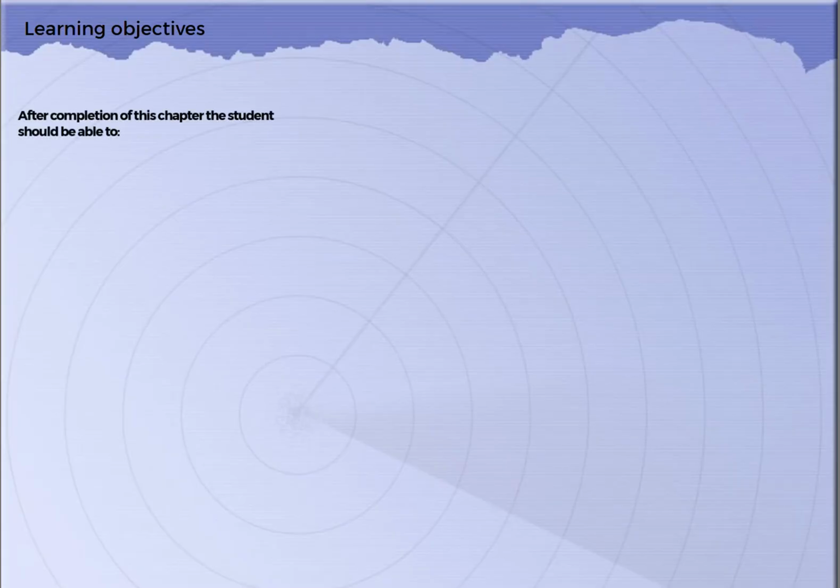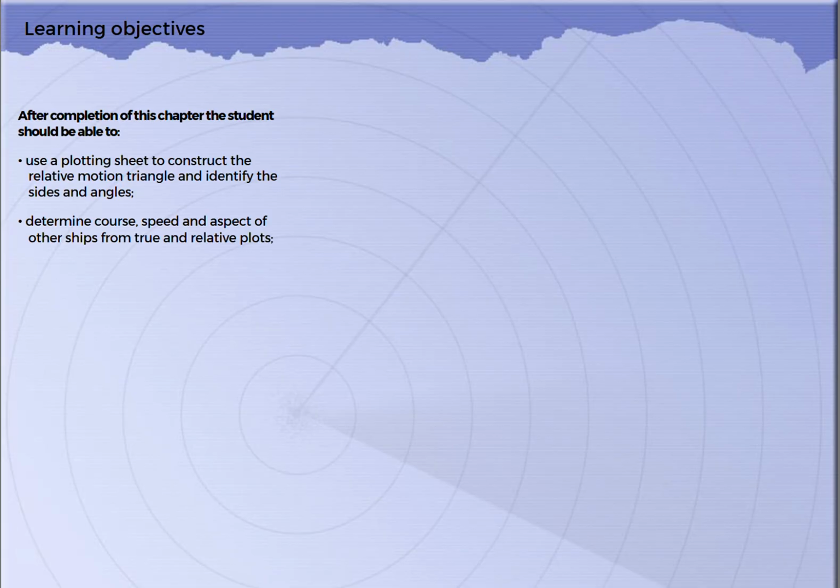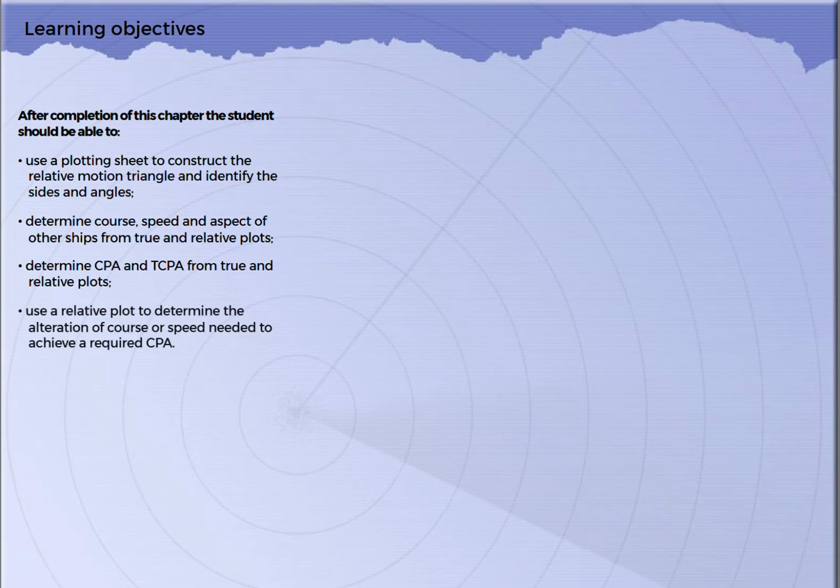After completion of this chapter, the student should be able to use a plotting sheet to construct the relative motion triangle and identify the sides and angles. Determine course, speed and aspect of other ships from true and relative plots. Determine CPA and TCPA from true and relative plots. And use a relative plot to determine the alteration of course or speed needed to achieve a required CPA.